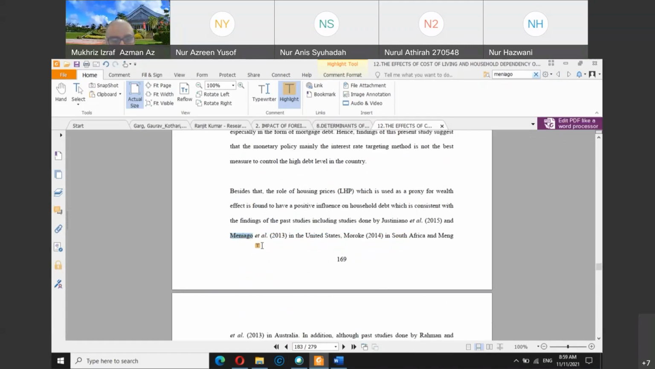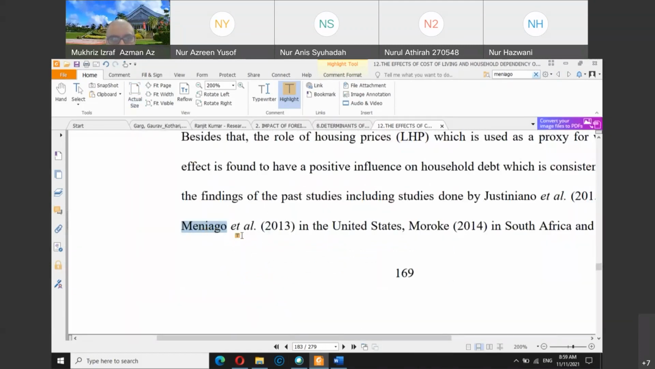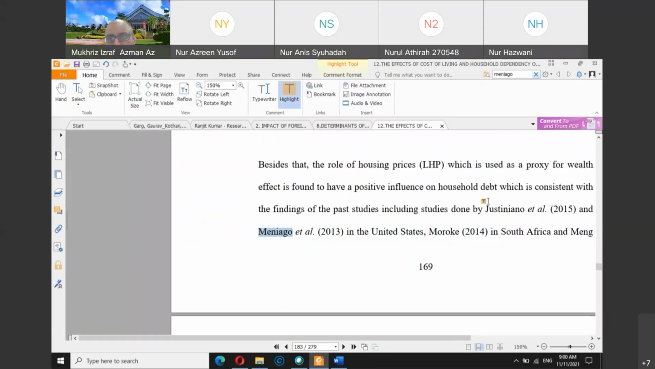But the way you write et al. must be: the name, et, and then al followed by a dot. Some students put Maniago et dot al dot, so it's wrong. So et has no dot. So Maniago et al., al followed by the dot, and then in brackets the year. For example here, Justiano et al., in the top here, Justiano et al. 2015.